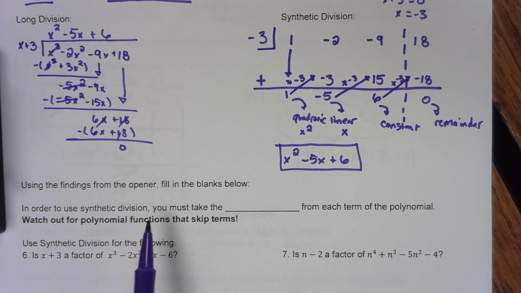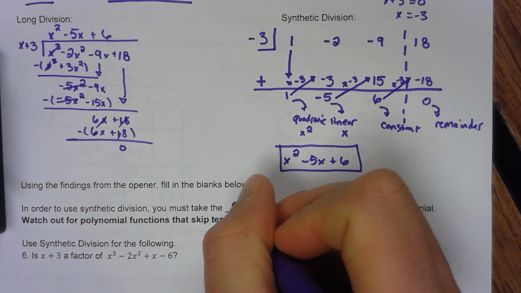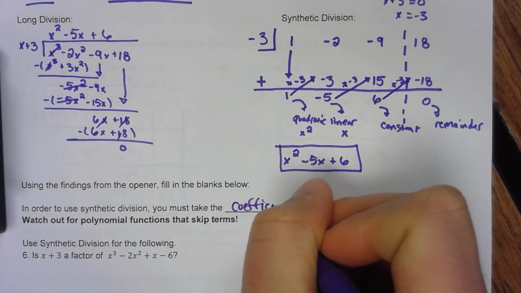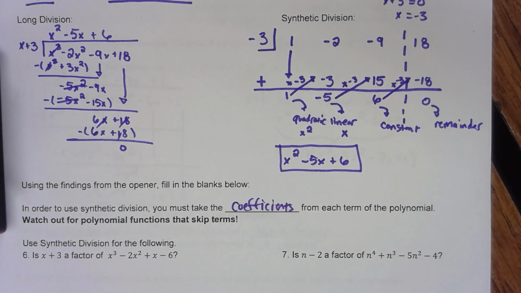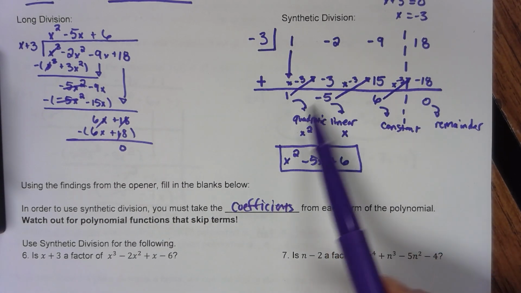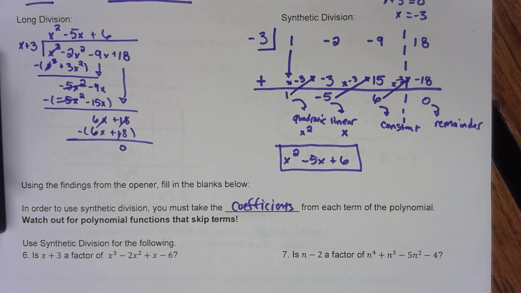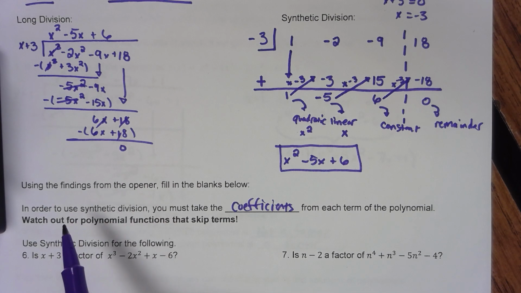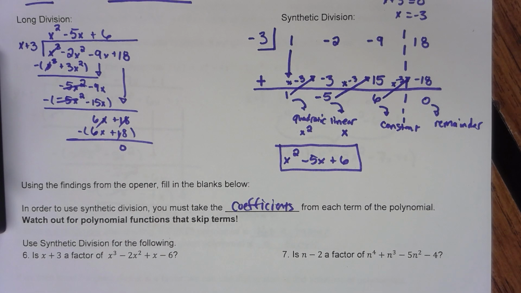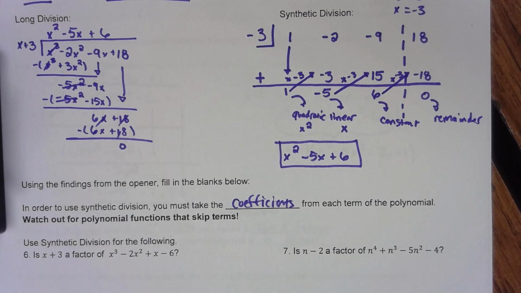So now, in order to use synthetic division, you must take the coefficients from each term of the polynomial. Coefficients being those numbers in front of all those terms. That's referring to the 1, -2, -9, and 18 that we placed up there. Just like with long division, if we skip any terms, we need to add in placeholders for those terms. So if there's any missing terms, we'll add in zeros there. And we are going to have some that have missing terms.